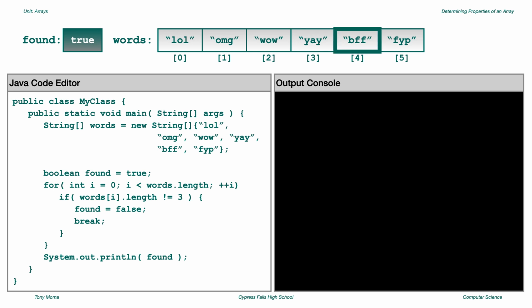i equals 4. Is the length of the word equal to 3? Yes, it is, so nothing happens. i equals 5. Is the length of the word not equal to 3? Yes, it is, so once again, nothing happens, and we've reached the end of our for loop. Because our if condition was false for each value in the array, we never entered inside the if statement. Thus, the Boolean variable found never got changed. Thus, when we print it out at the end, the value true gets output to the screen.